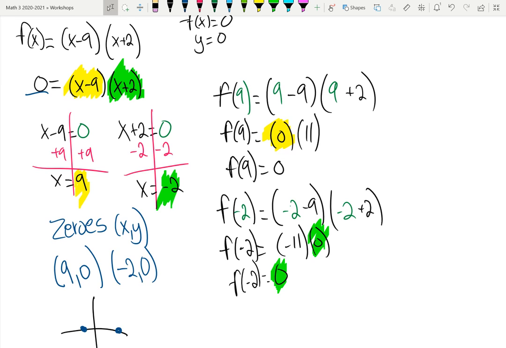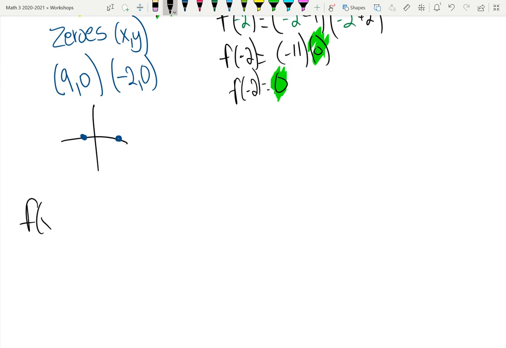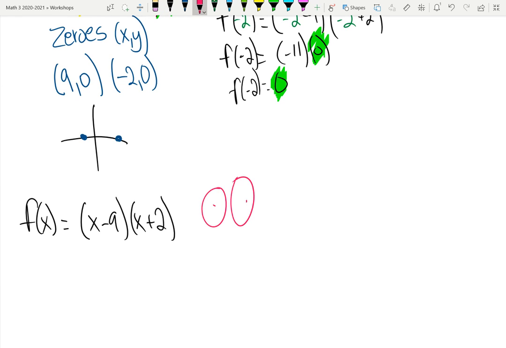But remember, you can't just look at this function, f of x is equal to x minus 9 times x plus 2. The big thing is some students haven't had the experience yet, and they might be saying, well, I got this. x is going to be negative 9, and x is equal to positive 2. Let me show you why this is not the case.